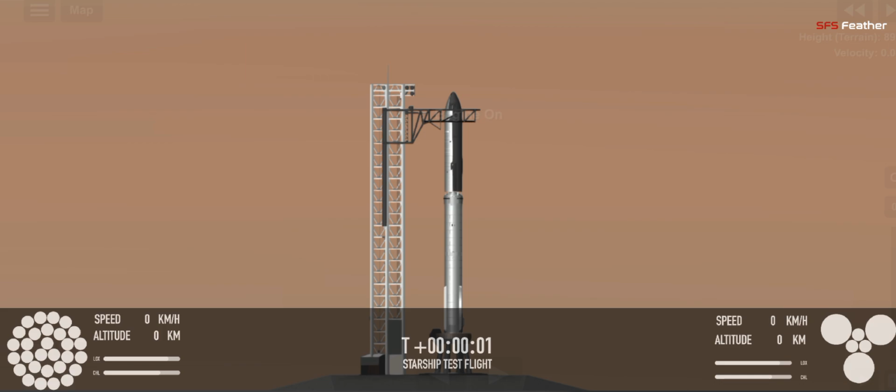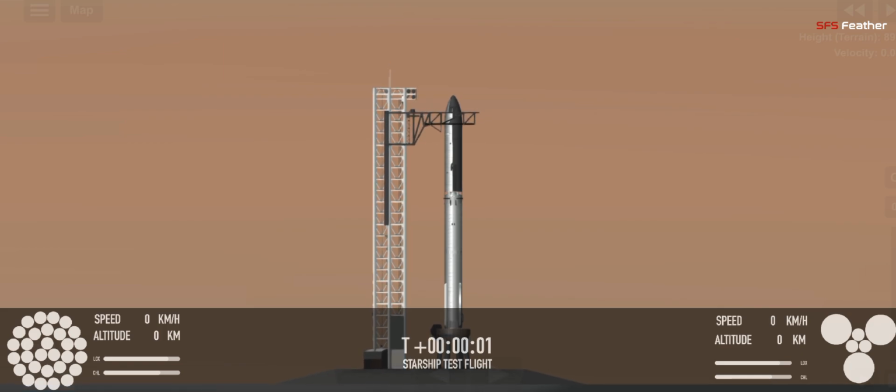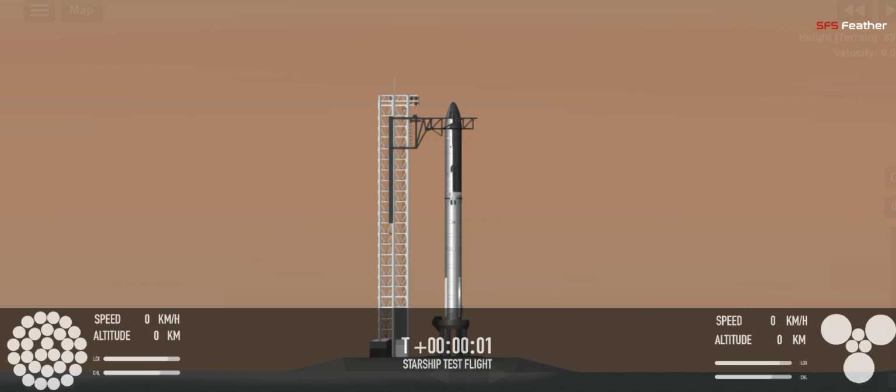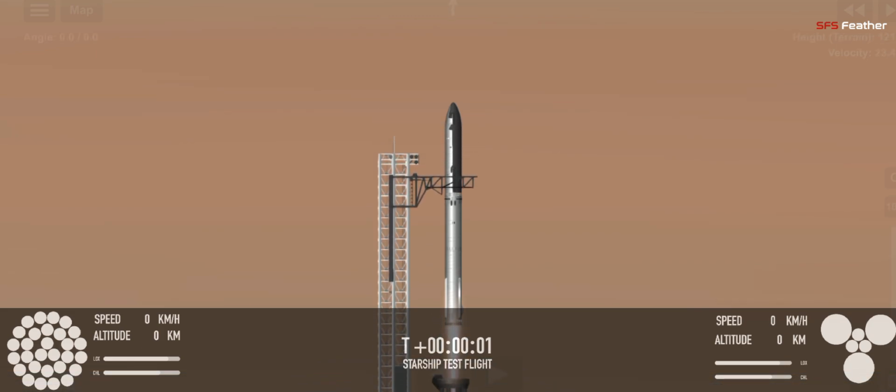Best words you could possibly hear 20 seconds away from liftoff. T-minus 5, 4, 3, 2, 1. We have liftoff. Vehicle's pitching downrange.